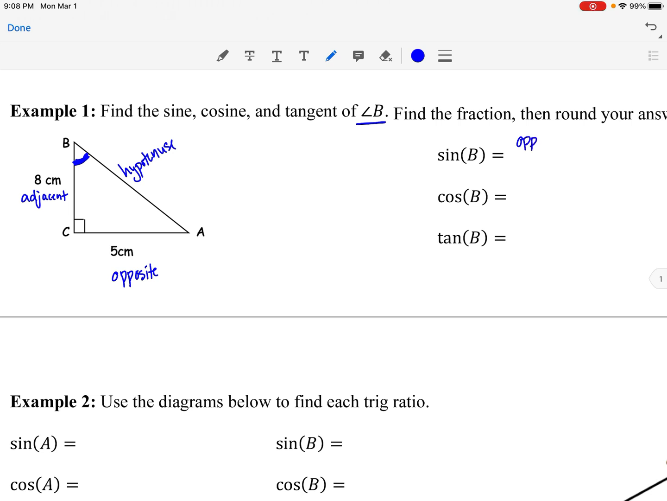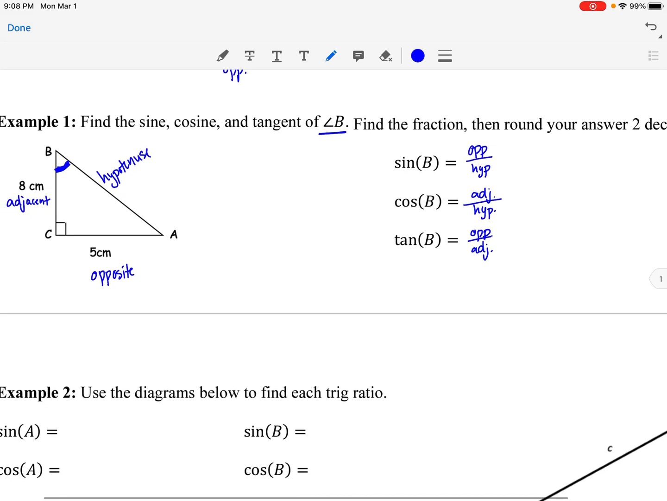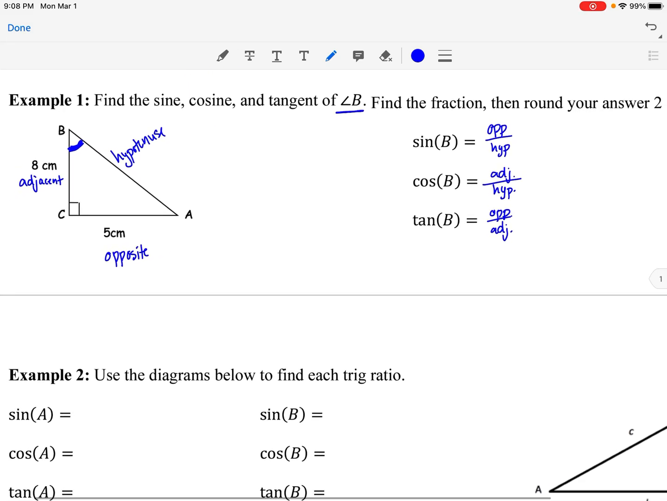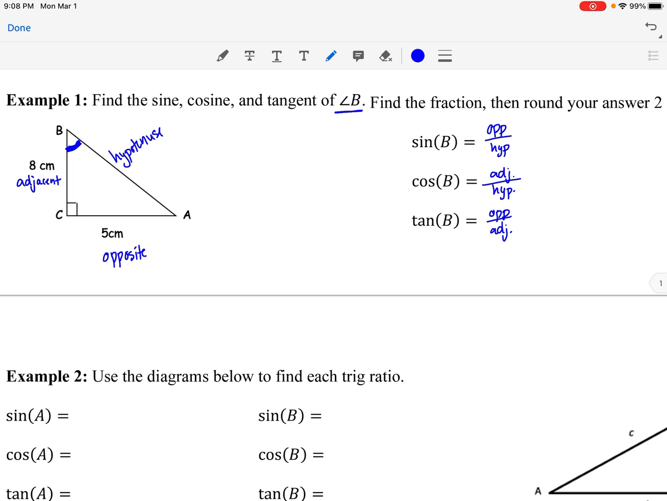So sine, again, is opposite over hypotenuse. And it looks like I have the opposite, but I don't have a number here for the hypotenuse, so we'll have to find that. The cosine is adjacent over hypotenuse. Again, I don't have the hypotenuse yet, so we can't do that one. And then tangent is opposite over adjacent. Okay, and it looks like I actually do have both of those. So it says to find the fraction and then round your answer to the nearest 2 decimals. So we'll work on finding the fractions first.